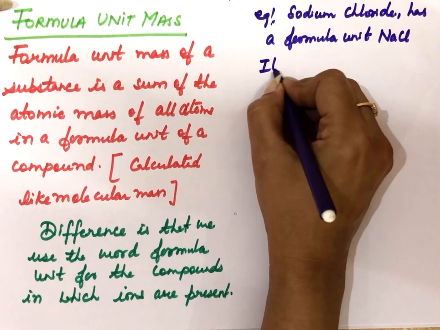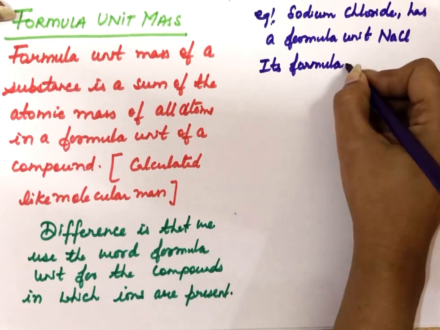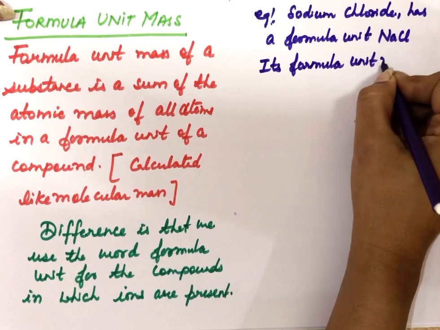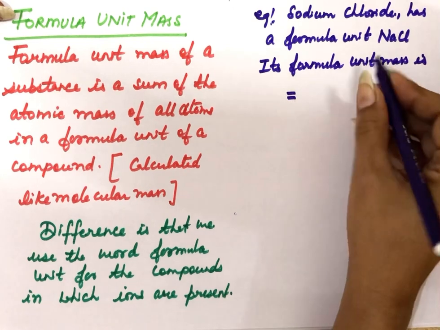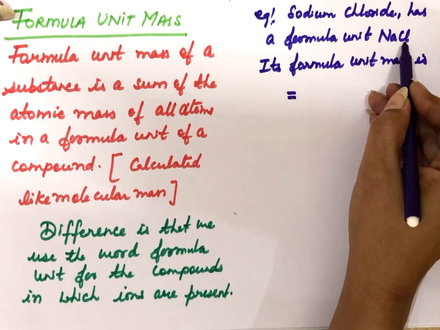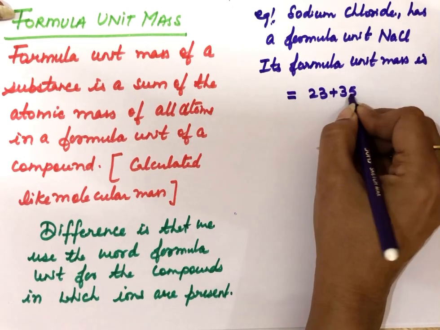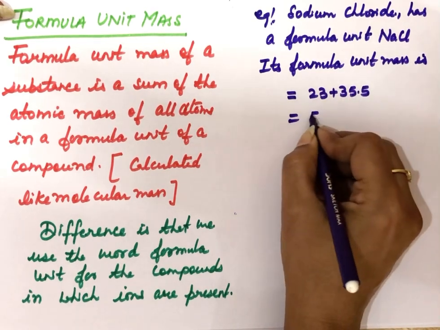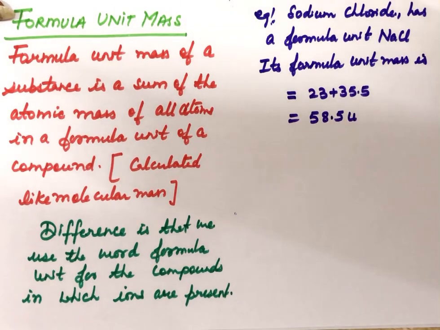Its formula unit mass is equal to atomic mass of sodium, and to this we add atomic mass of Cl. So it is 23 plus Cl is 35.5 is equal to 58.5 U is the formula unit mass of the NaCl.